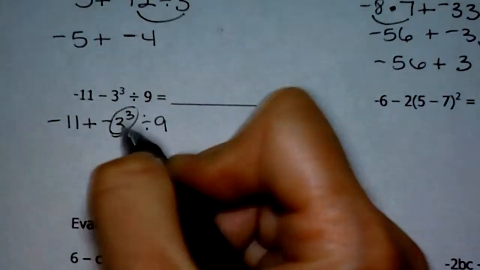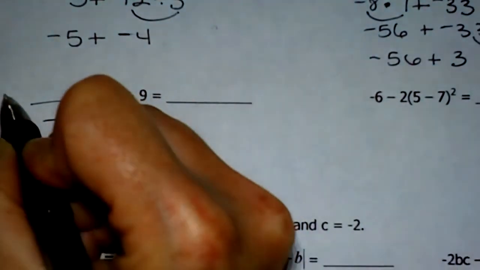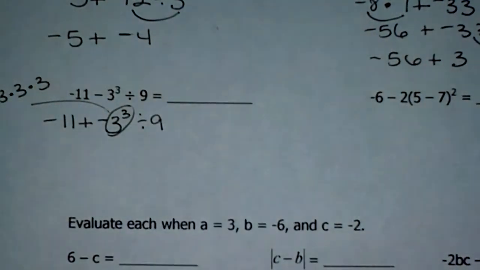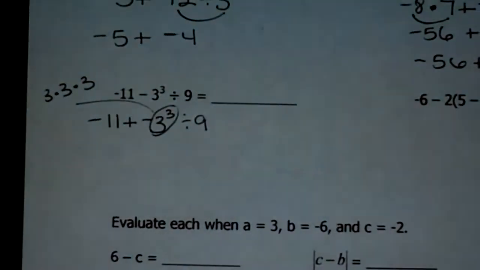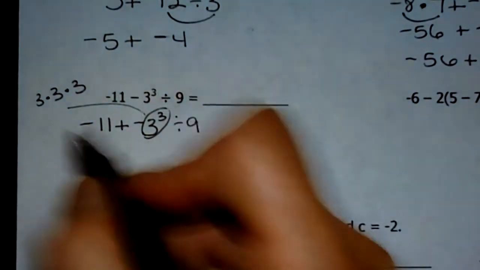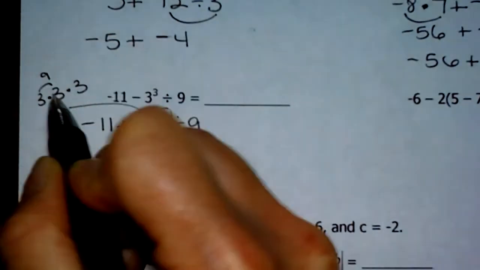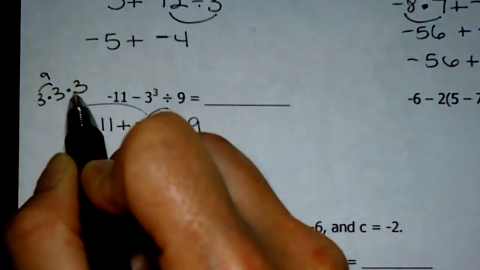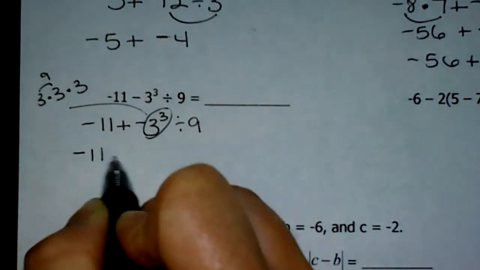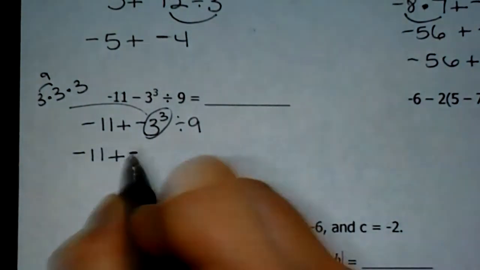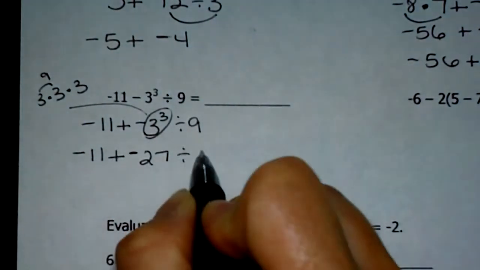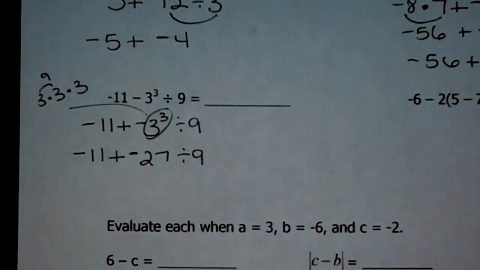3 to the 3rd power means 3 times 3 times 3, which is not 9, right? It doesn't mean 3 times 3. It means I have my base 3 times. So 3 times 3 is 9. What's 9 times 3? That's 27. So when I rewrite this, I have -11 plus the opposite of 3 to the 3rd power, which we said was 27, divided by 9. I know, that one was a toughie.